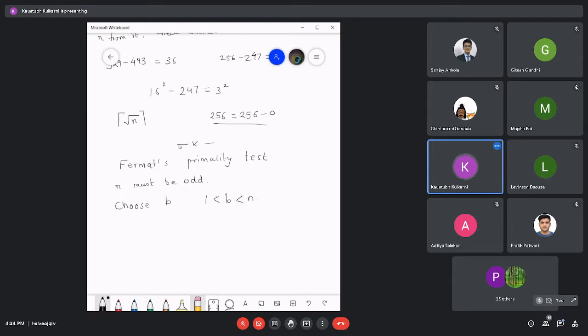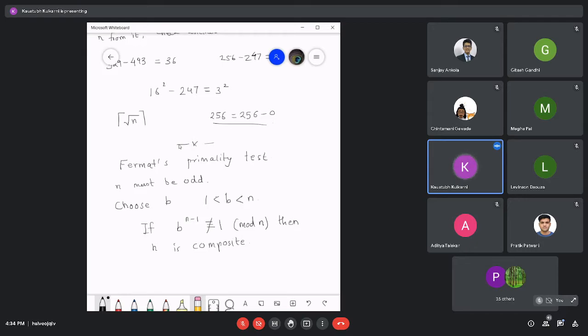Now you can take b as anything. So we'll see an example. So if b raised to n minus 1 does not have an inverse modulo n, then n is composite. Then n is not prime. Then n is composite.